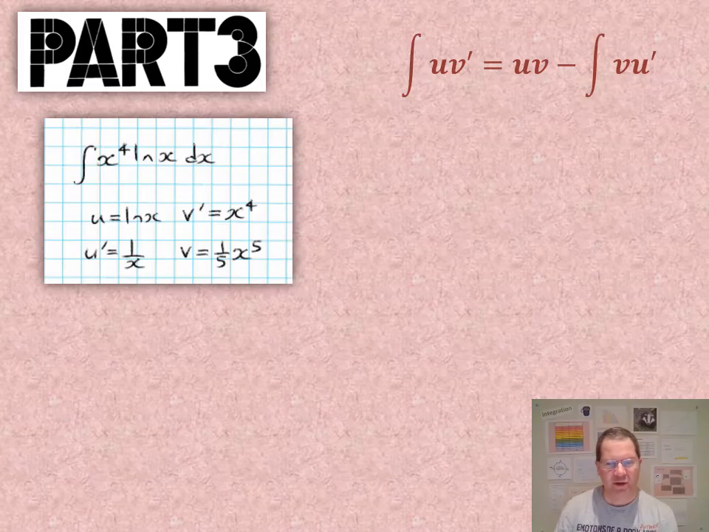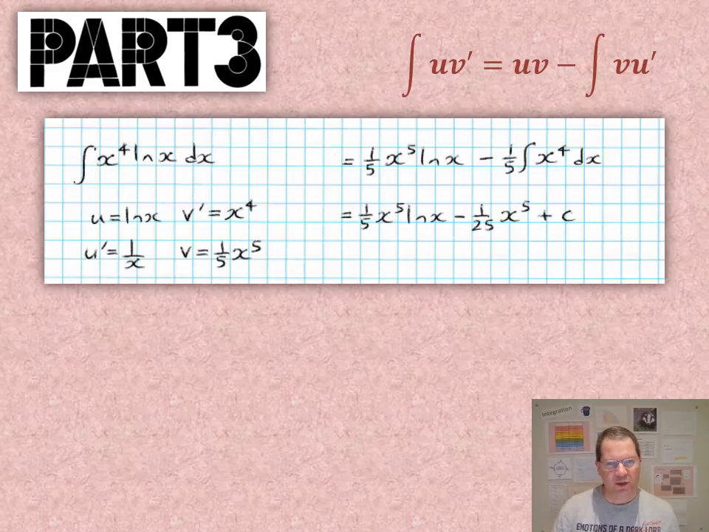So regardless of whether I know if it's going to work or not, I'm going to put u equals ln x and u dash equals 1/x. And I can have v dash as x to the 4, which gives me v equals 1/5 x to the 5, which in all other examples I've said is more complicated, but let's see what happens.